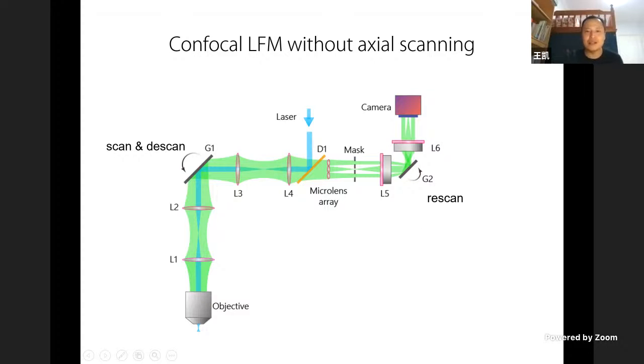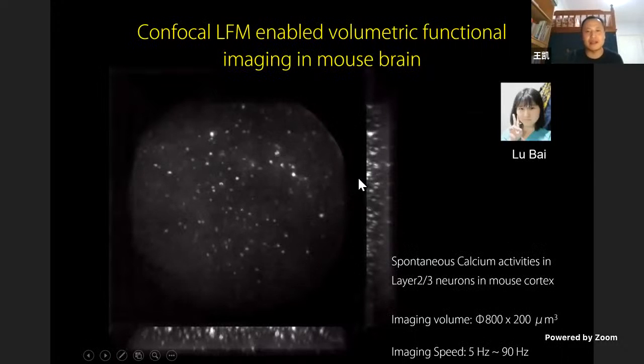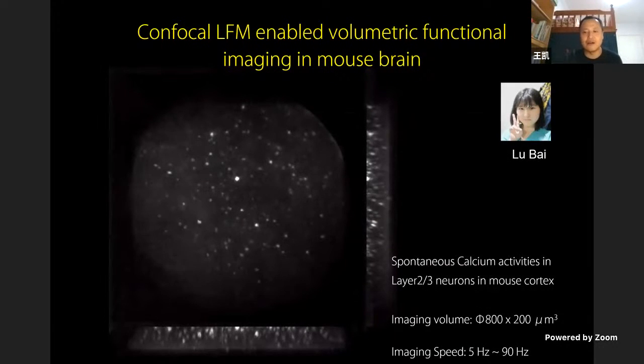And using this technology, we can record calcium activity over volumes in the mouse cortex. The speed actually is limited by the camera, but the calcium is relatively slow. So in the end, we decided to run at 5 to 10 Hertz to match the speed of the calcium.